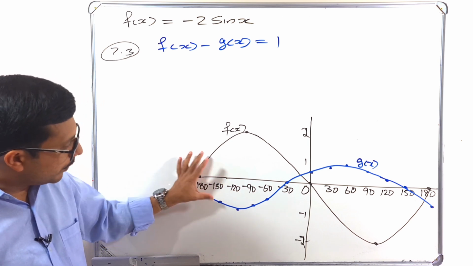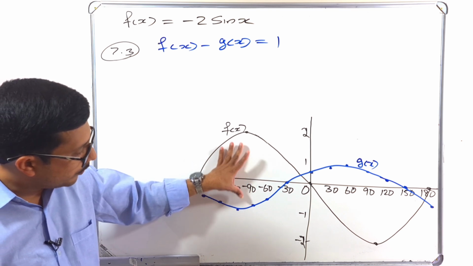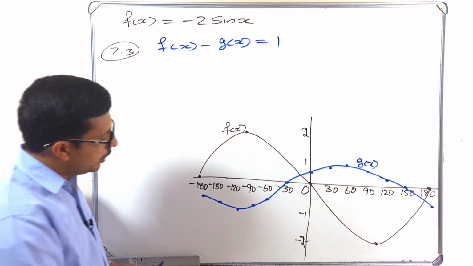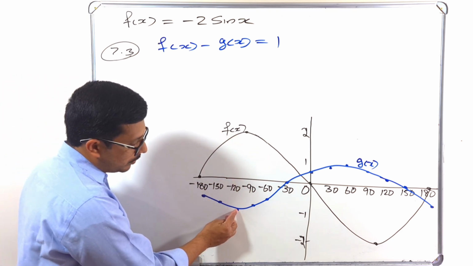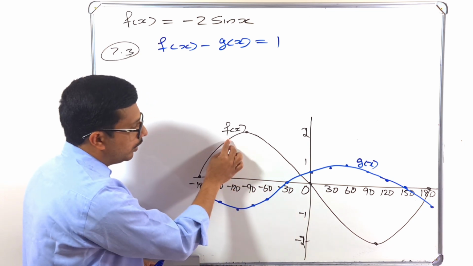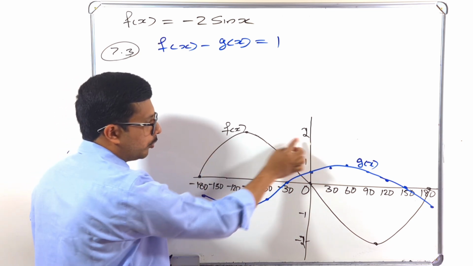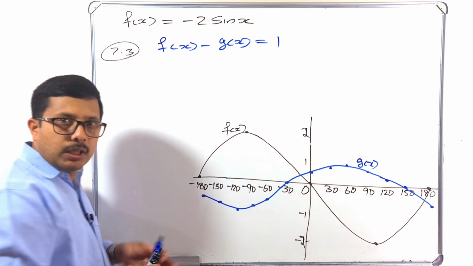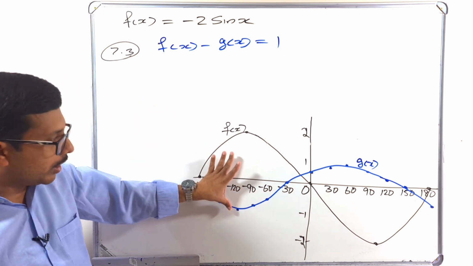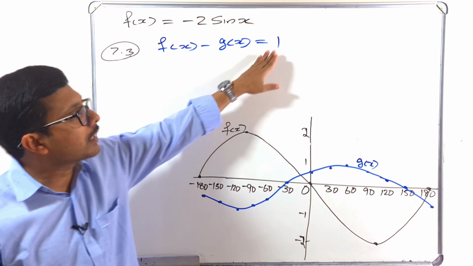Okay, so similarly here the difference, you can see that it's a big difference. So what is the difference when it is minus 120? Here it is minus 1, and you know the corresponding point here. That is the difference, or the distance between these two graphs. Okay, so they want exactly 1.